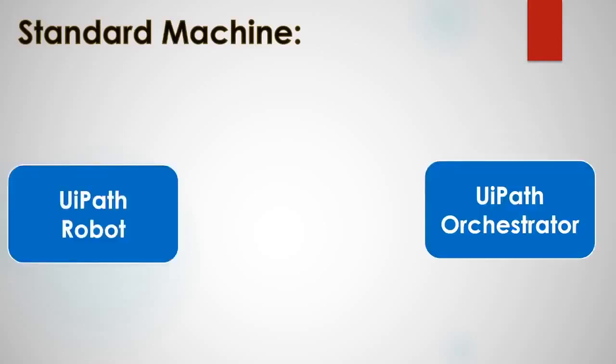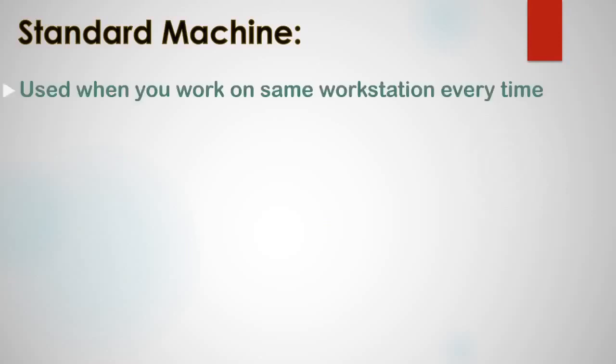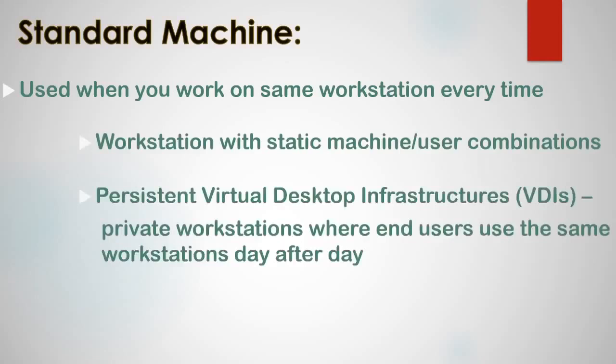Let's get started with the standard machine. This standard machine enables you to connect UiPath Robot and UiPath Orchestrator on a single workstation only. Because of this, a standard machine can be used when you work on the same workstation every time. For example, workstations with static machine and user combinations, and persistent VDIs, that is the private workstations where end users use the same workstation day after day.